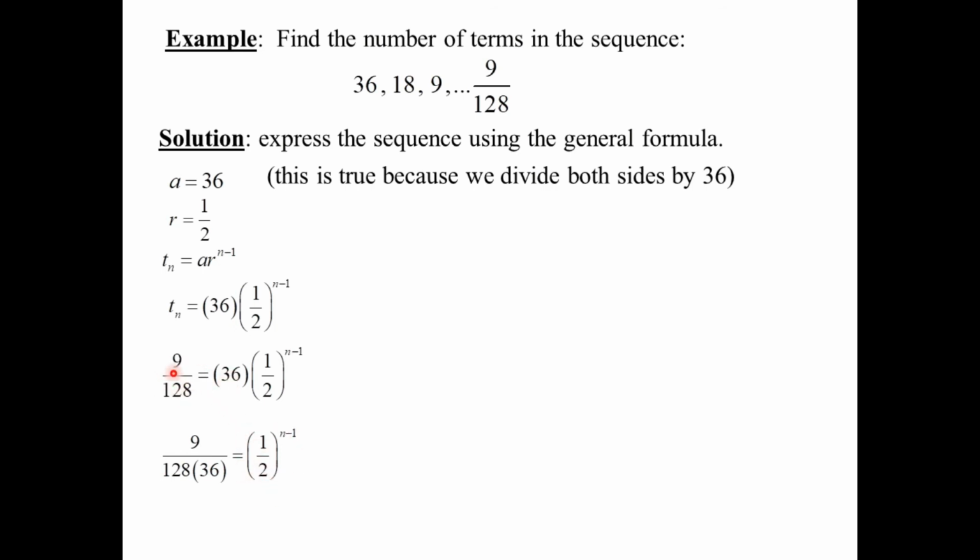However, when we take the left side and divide by 36, let's follow the dominoes here. Left side, 9 over 128, divide by 36, which is 36 over 1. And when you divide by a fraction, you flip that fraction and multiply, and top times top over bottom times bottom yields that, which is what I put here. So when you take this, divide both sides by 36, that 36 turns up here.